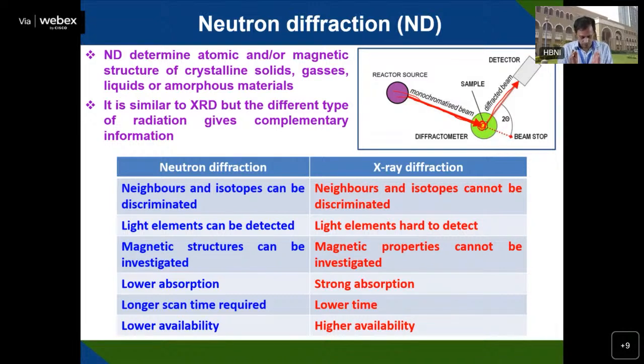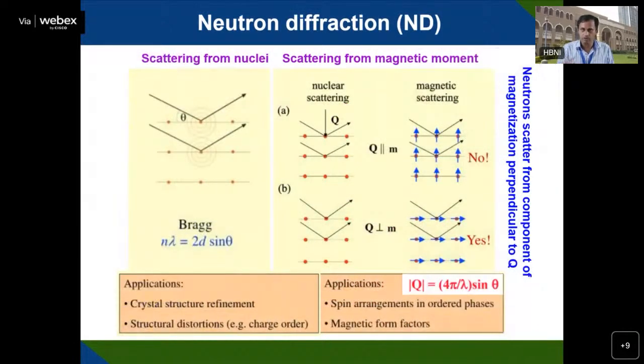capability, these are high-end instruments, but they require a longer scan time as compared to XRD, and their availability is much less as compared to XRD, because you need a neutron source, which is only possible with a nuclear reactor or a high energy cyclotron, those types of things.